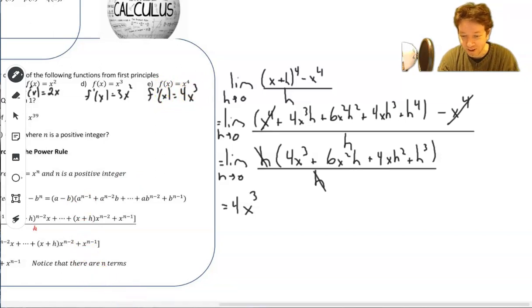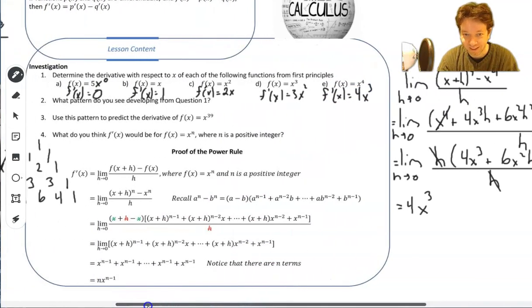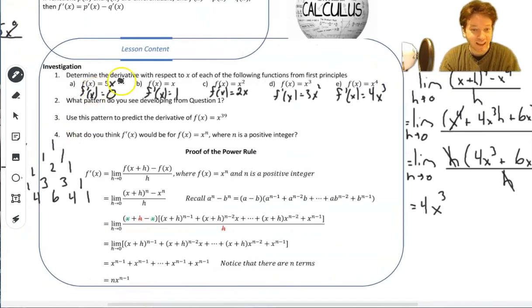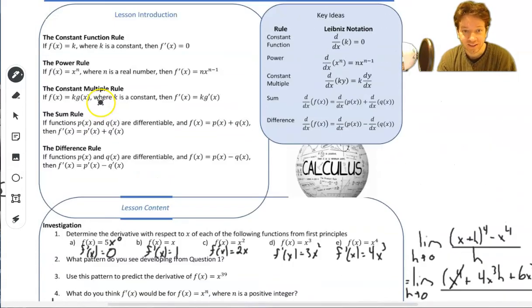So now look at our pattern. This is quite amazing. If we have just a constant, the derivative of a constant is 0. And you can prove that the derivative of any constant is 0. This we call the constant function rule. So if f of x equals k, where k is a constant, then the derivative will simply equal 0.